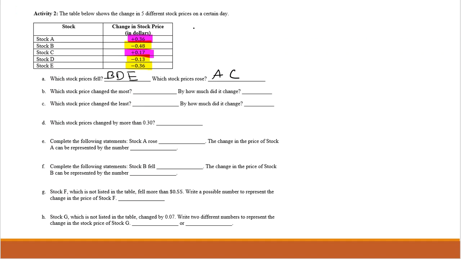Which stock price changed the most? So for this one, the one that changed the most is actually this one right here. It changed in value by 48 cents. So that would be stock B. It was a loss of 48 cents. I'm not sure why my 4s always do that. So a loss of 48 cents. Which stock price changed the least? So the one that changed the least is the one that only lost 13 cents. And that was stock D.